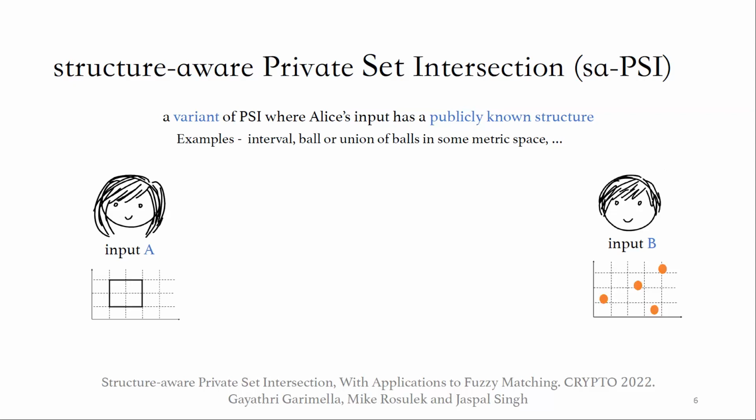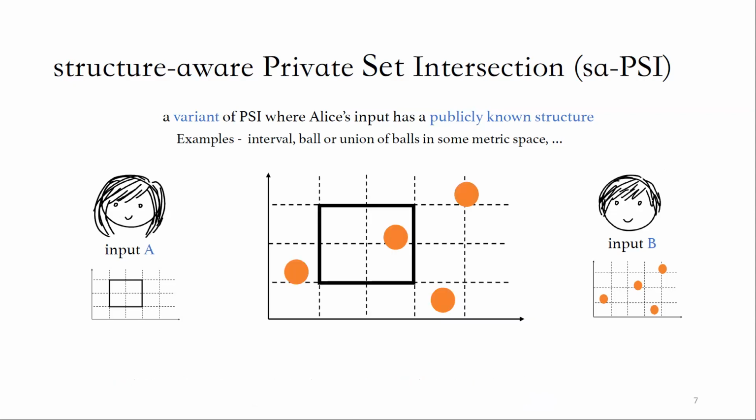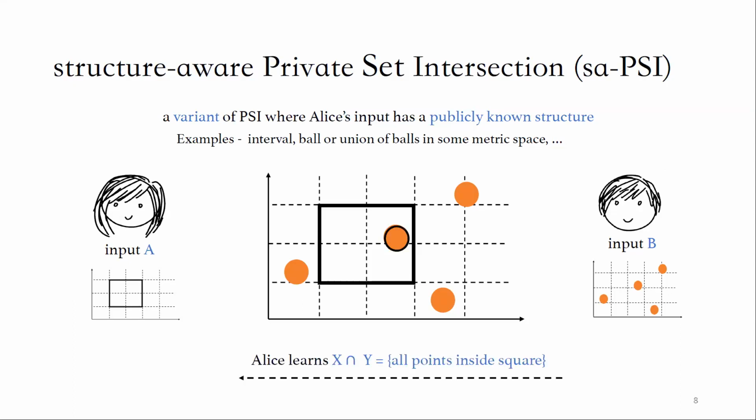So let's look at an example. Suppose Alice's structure is this square. Then her private input is the square that's centered at some point that she chooses. On the other side, you have Bob, who has a set of unstructured points within the same metric space. The goal is for Alice to learn the intersection of these sets. That is, she wants to learn the identity of all the points that lie within her chosen structure. The privacy guarantee is that nothing about the points that lie outside the special structure must be revealed to her. On the other side, Bob is supposed to learn nothing new during the course of the protocol.